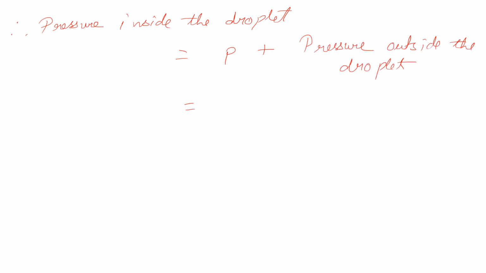So the pressure inside the droplet will be P, that is what we found out, and the pressure outside the droplet. We will add both these. Now we will put the value, and we will get 11.045 Newton per centimeter square. So this is our answer.